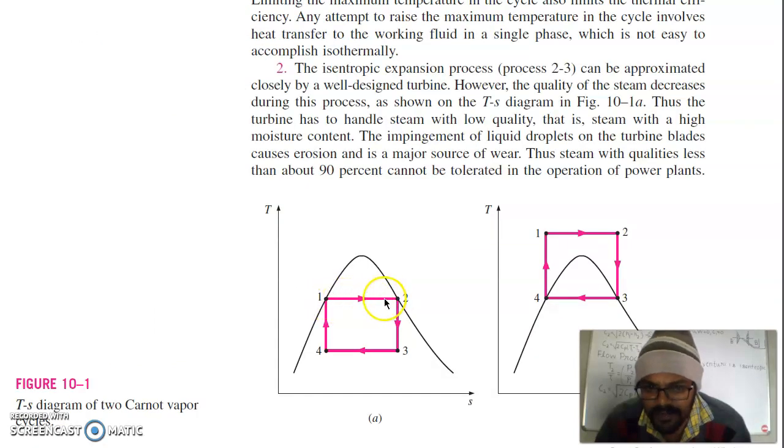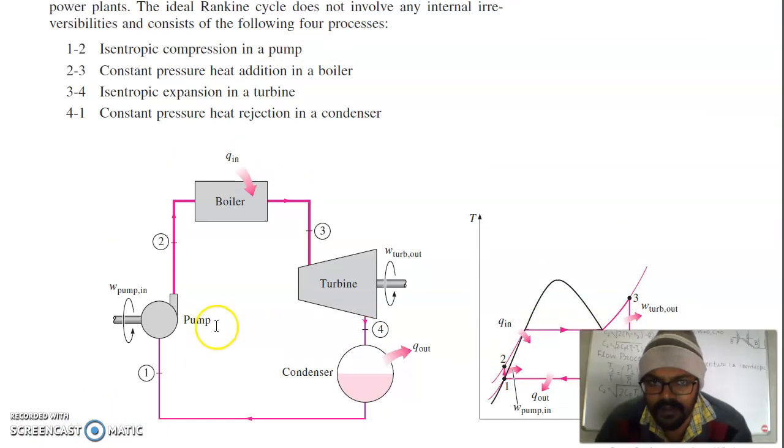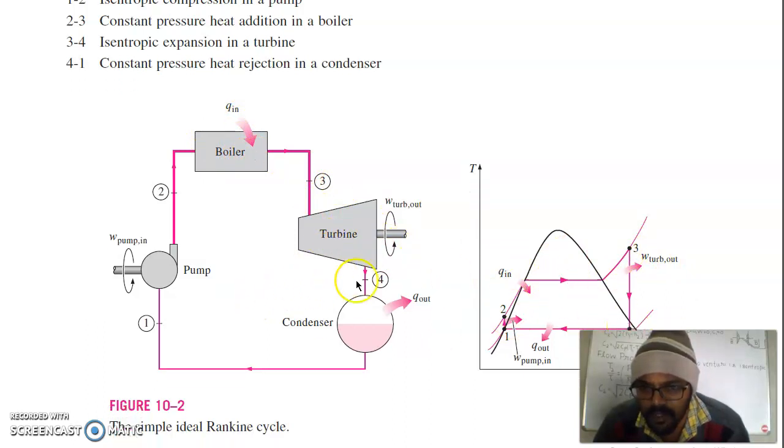And this constant temperature heat addition is replaced by constant pressure heat addition. So 2 to 3 is your heat addition at constant pressure. With this modification, this cycle on the TS diagram is called a Rankine cycle. As you can see, from 1 to 2 we are using a pump. 2 to 3 is your boiler, which is heat addition at constant pressure. 3 to 4 is your turbine work, and 4 to 1 in the condenser, this liquid vapor mixture is condensed fully to the liquid state at constant temperature and constant pressure.